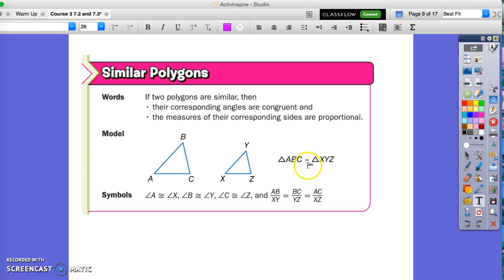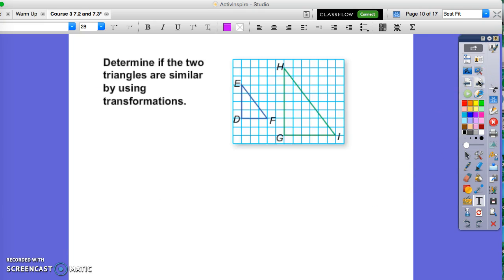And notice when they're similar, we just have the little squiggle. We don't have the equal sign with the squiggle. And I don't know the technical term for whatever that symbol is, so we'll call it a squiggle.